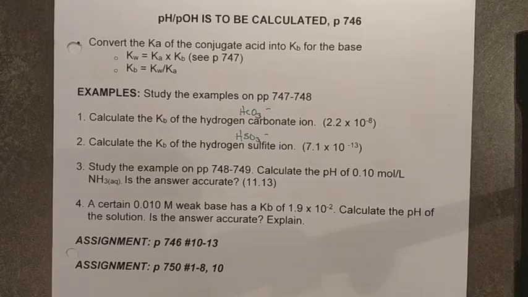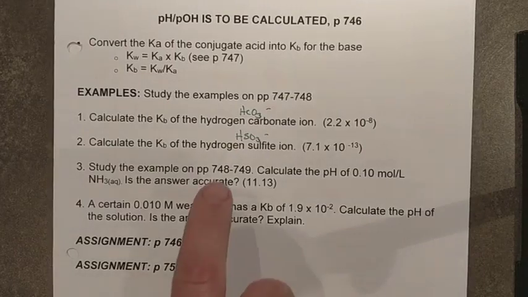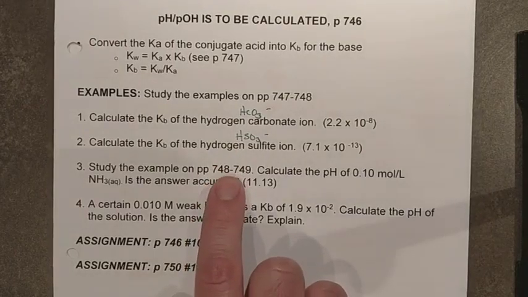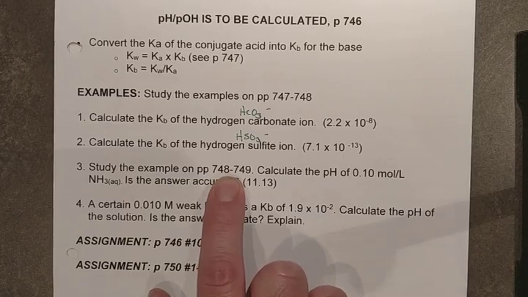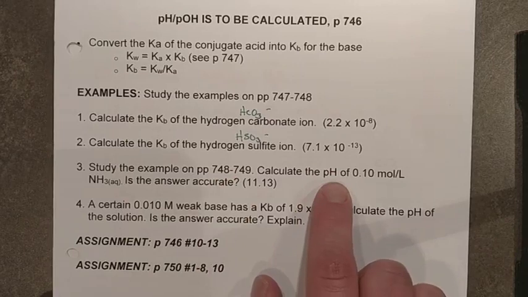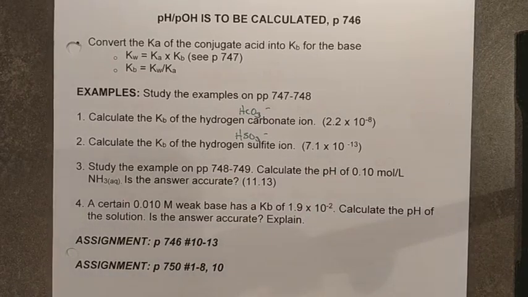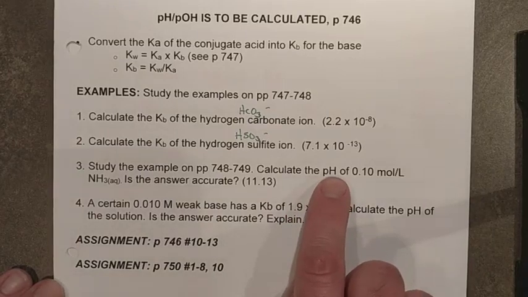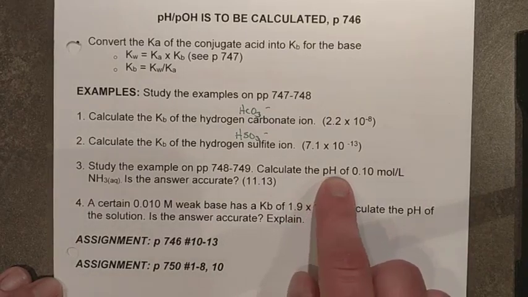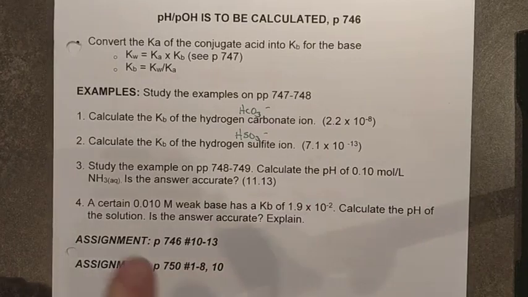Two more examples to go. Let's get into example number 3 here. This example is pretty much repeated for you on page 748 and 749. They take you through ammonia, so you should take a look at that one. But what we want to do here is calculate the pH of an ammonia solution, very much like Windex or something like that. So, for calculating pH then, obviously we're going to be missing some information.